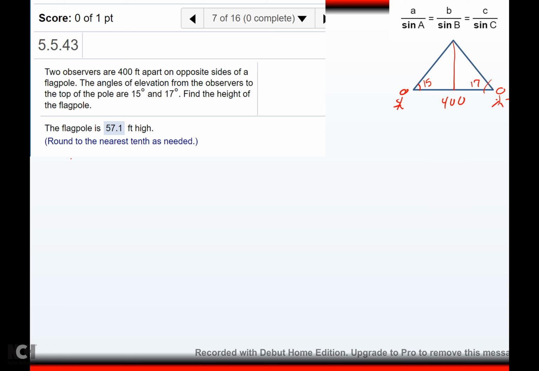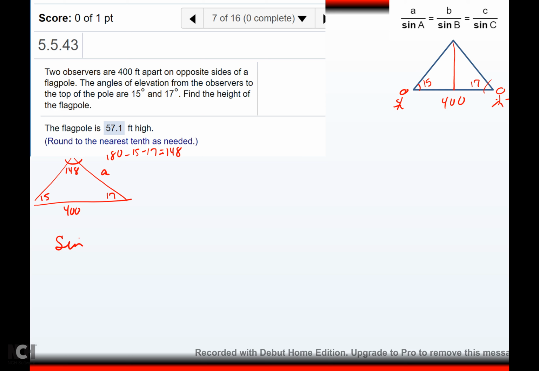So if I look at the big triangle, if this is 15 and this is 17, 180 minus 15 minus 17 is 148. Okay. So that's that angle up there. And we know this is 400. So just like before, I'm going to find that little piece.